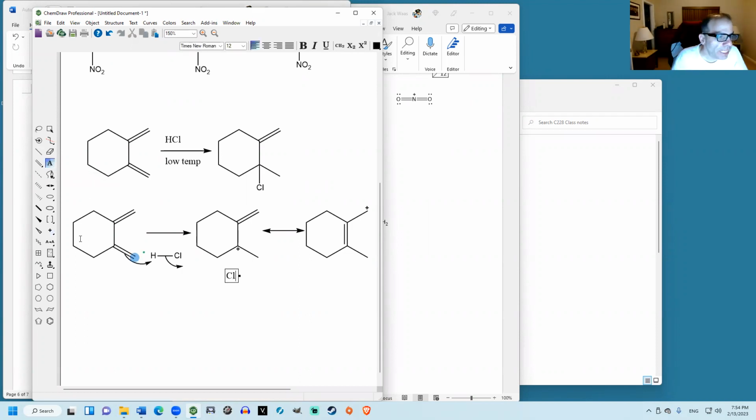If the chloride ion attacks over here, then you'll get the 1,2 product. If you're at high temperature, then instead the chloride ion will attack in the other position, and you'll get the 1,4 product.